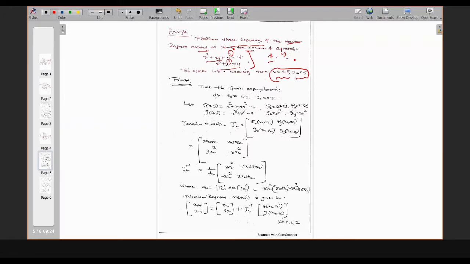You need to identify the initial approximations to the root of this equation. If you get such a statement in the problems, you can choose these as the initial approximations to the root of this equation. So take x naught equals 1.5 and y naught equals 0.5. Then you can start your iterations using these initial approximations.